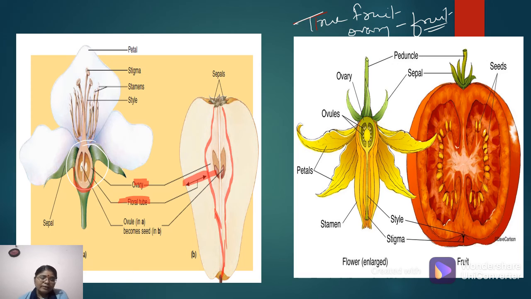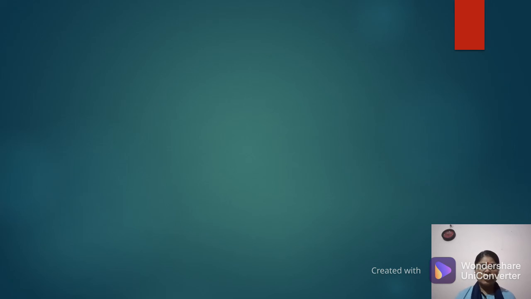So basically the edible part is your thalamus, it's not your ovary, so this is an example of your false fruit. So you should be clear what is a false fruit and what is a true fruit. Okay, fine. So moving further with this, now we are coming to another part, that is your parthenocarpy.